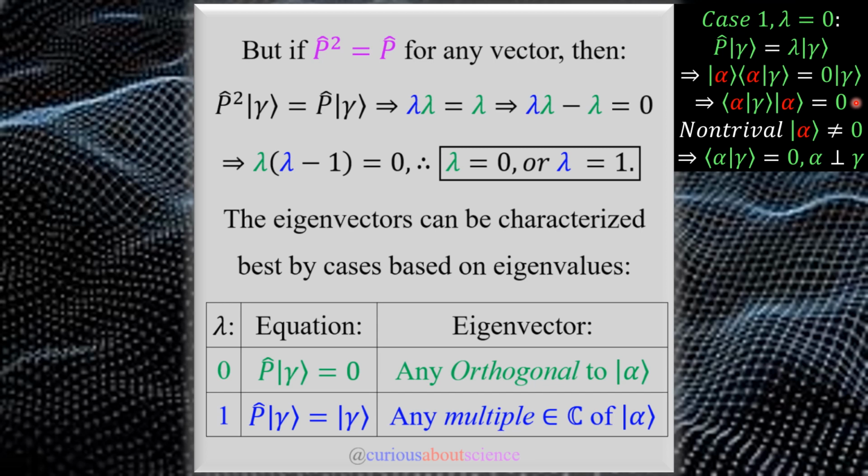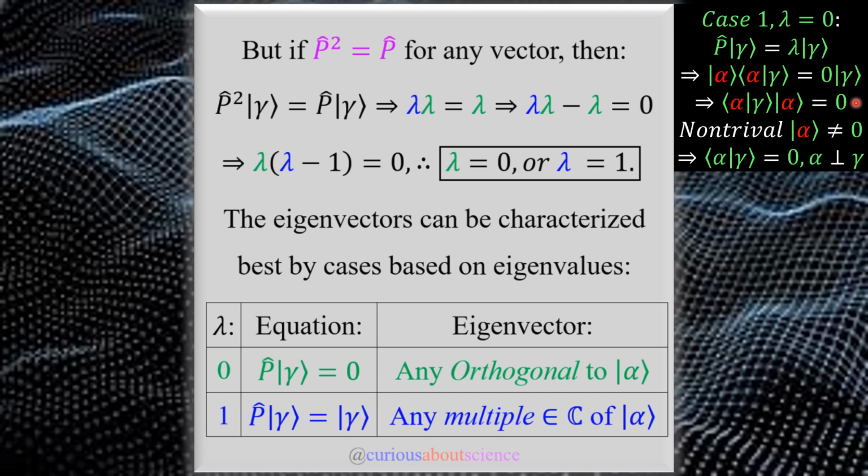This is the statement that the inner product and the ket vector equals 0 only holds if the inner product is 0. And what this tells us exclusively is that if the inner product is 0, alpha and gamma have to be orthogonal. So the eigenvector can be anything that is orthogonal to the alpha that is creating the projection operator. So that's a pretty cool result and pretty intuitive to me. If I take the projection operator of the x direction onto the z direction, of course I'm going to get 0 because those two things are orthogonal. That's what this is trying to tell us.